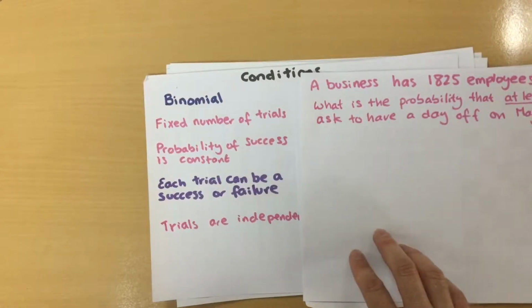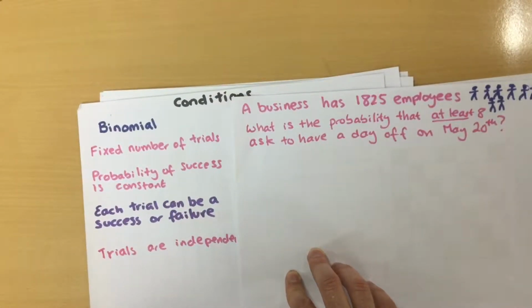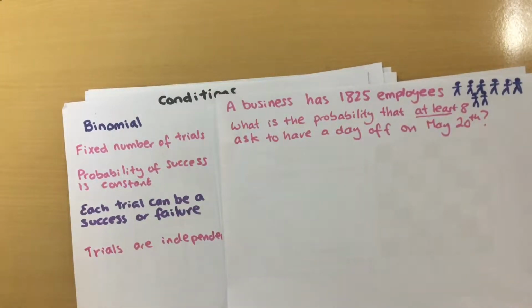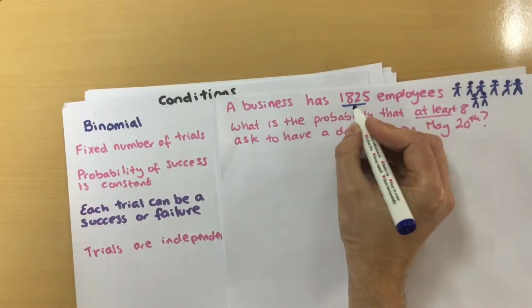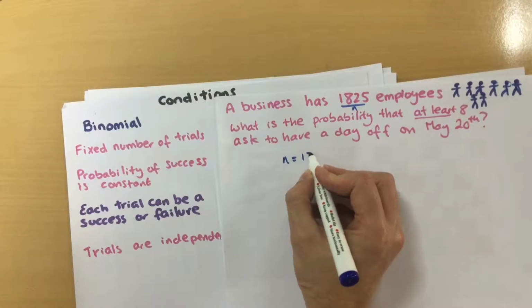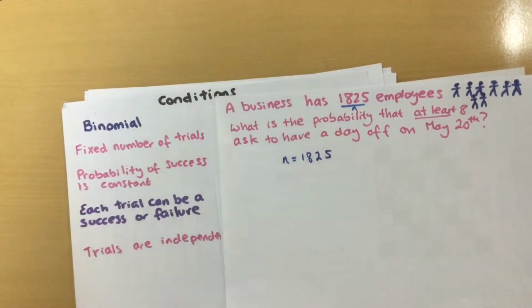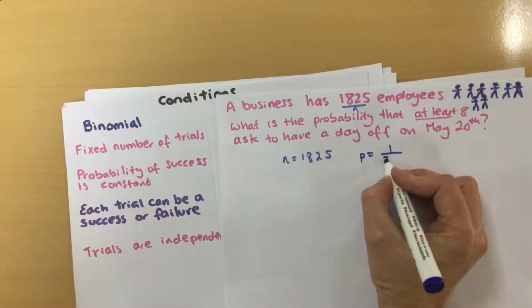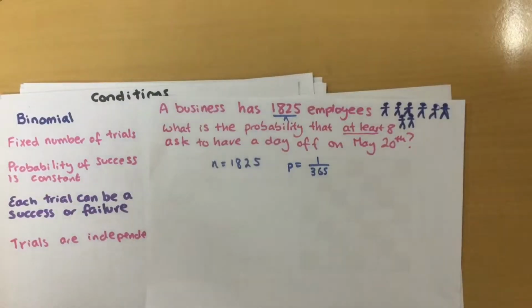But our binomial, however, is there a fixed number of trials? Yeah. In fact, there's a lot of them. There's our n. N is 1,825. What's the probability of success? Well, the success is having a day off, and there are normally 365 days in a year. So the chance of any one day being taken off is going to be 1 out of 365. So this matches our binomial distribution.